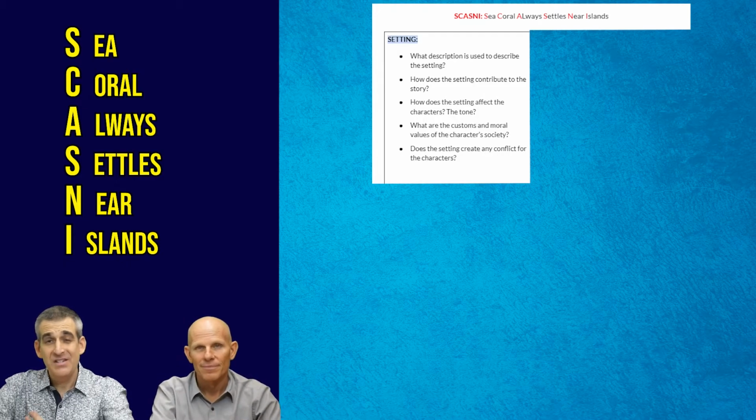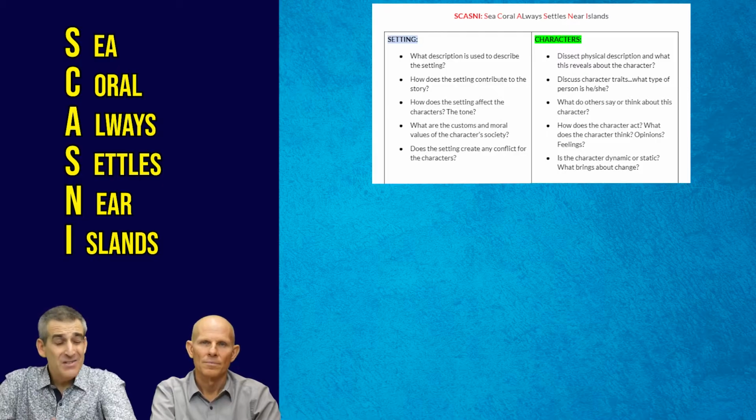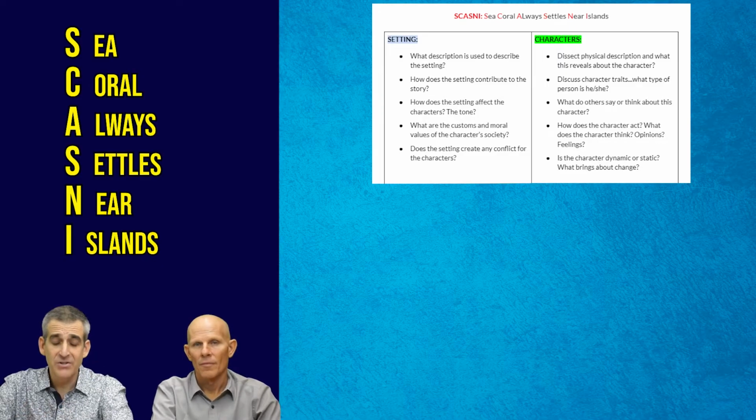That's fantastic. The C, of course, is for our characters. This is when you want to think about, what is the character saying? What is the character thinking? What are the emotions of the character? How does the character look? Just really trying to fill out all of that information about that particular character or characters in your passage.